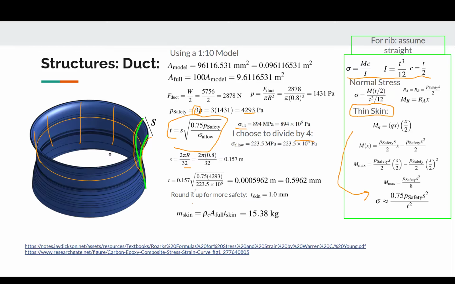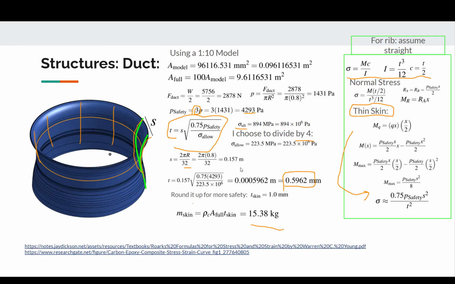With that said, we can get the thickness that we need, which is 0.05962. But because it's round, I'm going to round it up to 1 meter. And now we can get the mass of that, which is 15.38 kilograms. With that said, we're going to move on.